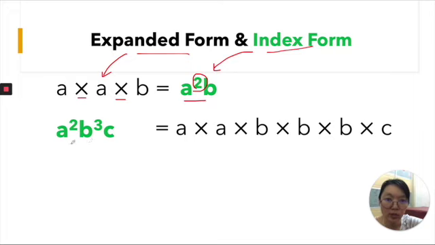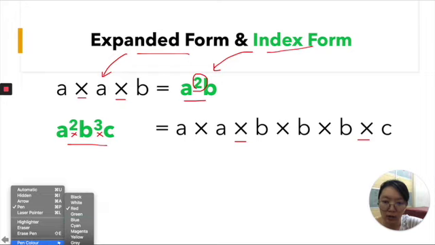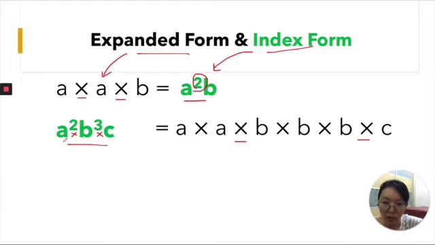Now we are going to turn index form, the very short one, to the longer one, expand it. So if we have a squared b cubed c, in between we add in times. Therefore, between a, b, and c, there is times here. And then a squared. A squared, I know that a is repeated for 2 times. Therefore, there is 1a, 2a. Expand it, a times a.